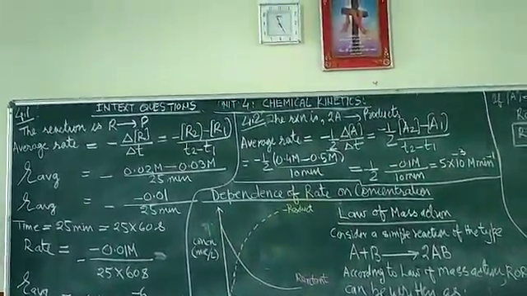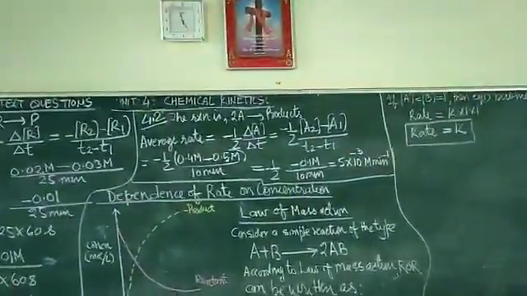Page number is here, and the first question is 4.1. I am reading the question for you. For the reaction R turning to P, the concentration of reactant changes from 0.03 M to 0.02 M in 25 minutes. Calculate the average rate of reaction using units of time, both in minutes and seconds.